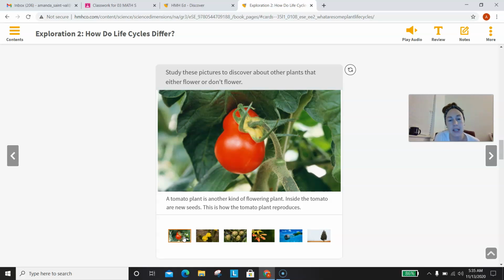A tomato plant is another kind of flowering plant. Inside the tomato are new seeds, and this is how the tomato plant reproduces. As you can see, on top is the leaf. And on the inside of our tomatoes, you know that there are those little tiny seeds. Those seeds are very tiny with the tomato plants, right?